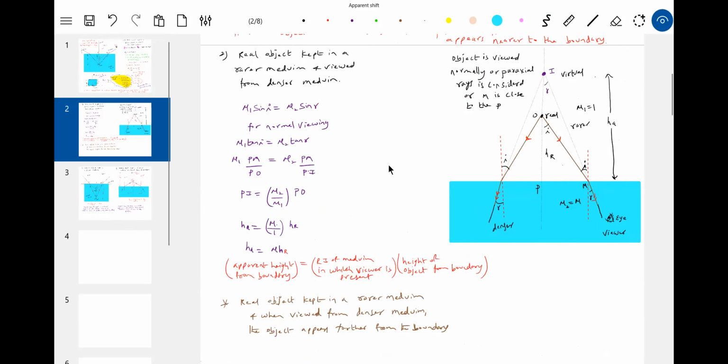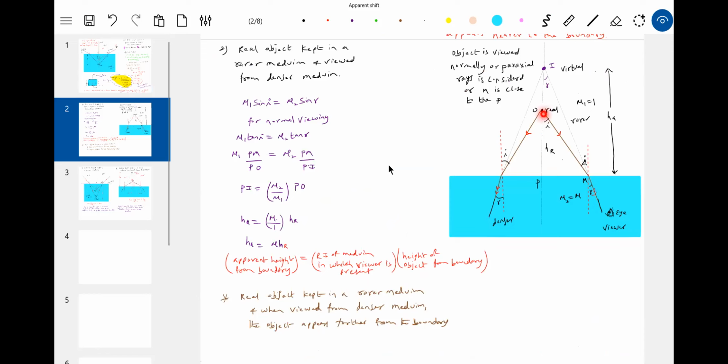Next condition. Real object kept in a rarer medium and then viewed from denser medium. The refracted rays again diverge from a point. So therefore this must be a virtual image.